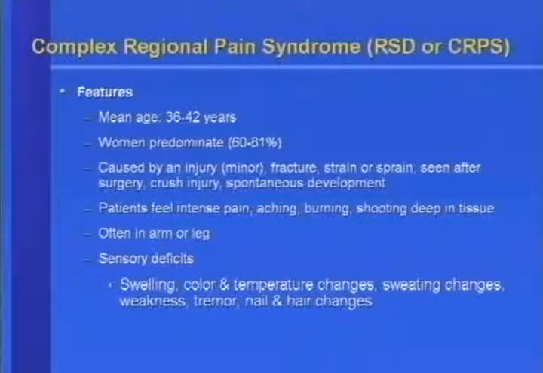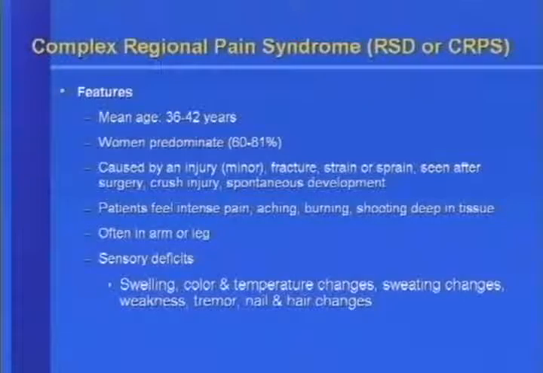The age range is sort of early adulthood. We think it's caused by some type of injury. It could be a minor injury, it could be a fracture, a sprain. We see this in patients who've had surgery, for example, crush injuries, or even spontaneously. Typically, the pain is intense, it's burning, it's achy, and it's often in an extremity, an arm or a leg.